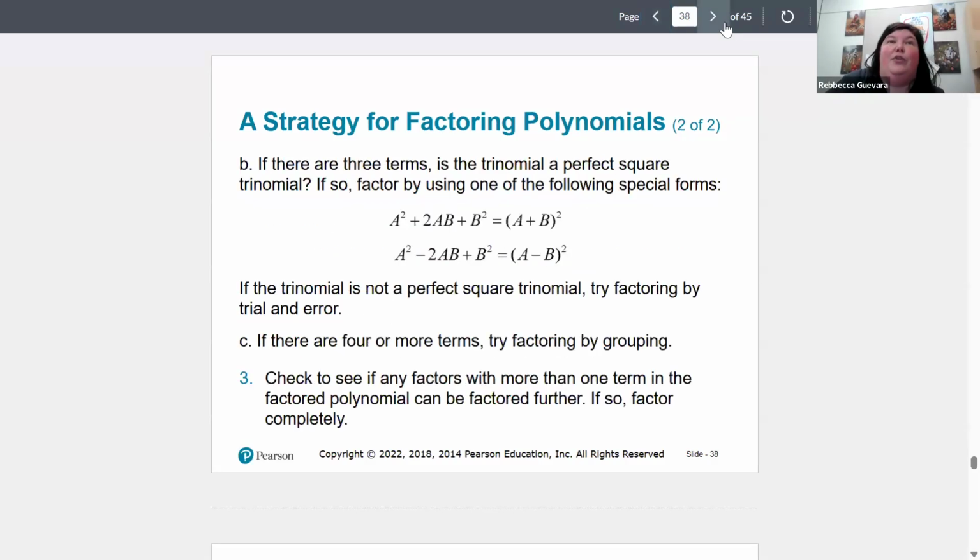If you are left with 3 terms, then determine if you have a perfect square trinomial. So you have something that is a squared plus 2ab plus b squared, or a squared minus 2ab plus b squared. If it's not that, then use a reverse FOIL or an AC method to try to factor. And then lastly, if you have more than 3 terms, so usually it's going to be 4, then you might want to see if you can do a factor by grouping.